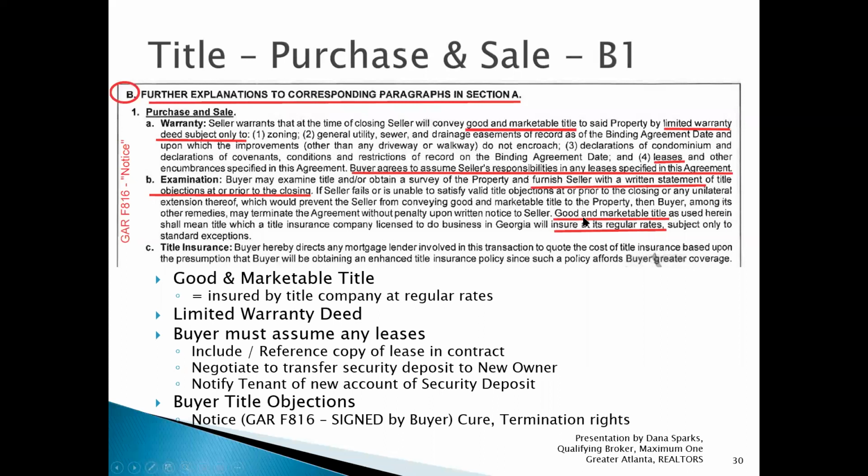The title, as long as it is, quote, good and marketable title, and that is defined in the contract, meaning title insurance where the premium that the buyer pays is not an elevated premium. It is regular rates that a title insurance company would charge.